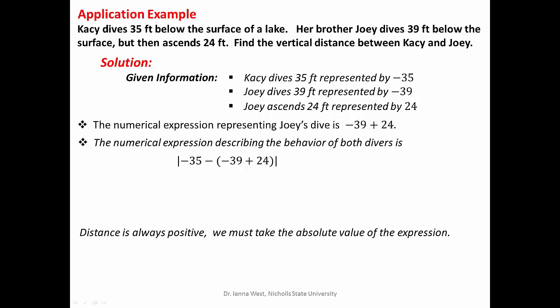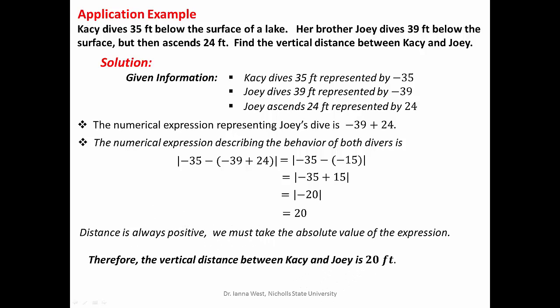Using the order of operations, we will first perform the operation of addition, which is inside the parentheses, giving us the absolute value of negative 35 minus negative 15. We get the absolute value of negative 35 plus 15. Now performing the operation of addition inside the absolute value gives us the absolute value of negative 20, which equals 20. Therefore, the vertical distance between Casey and Joey is 20 feet.